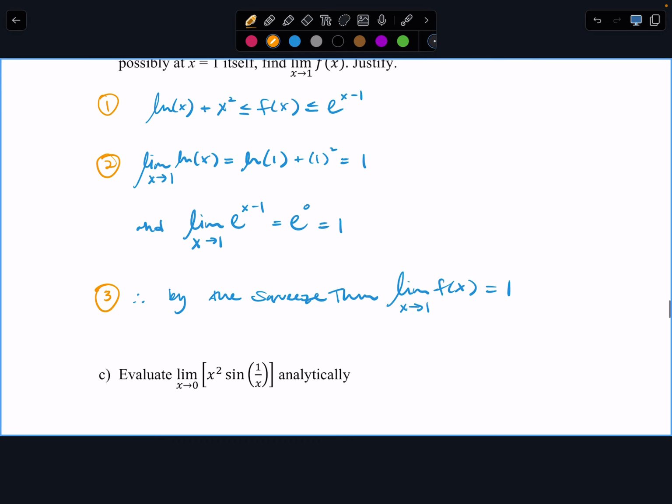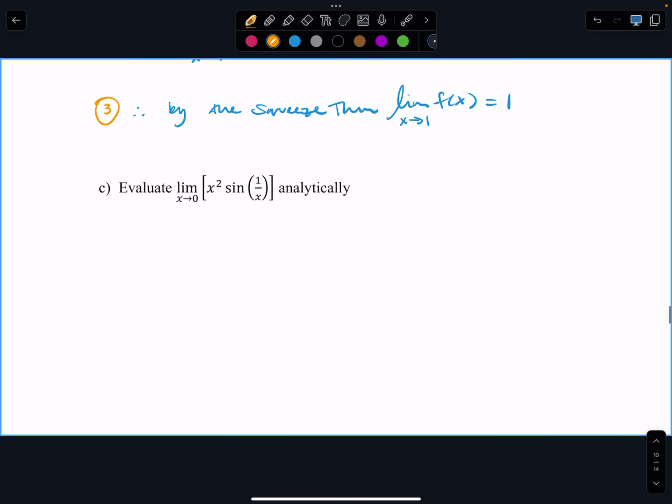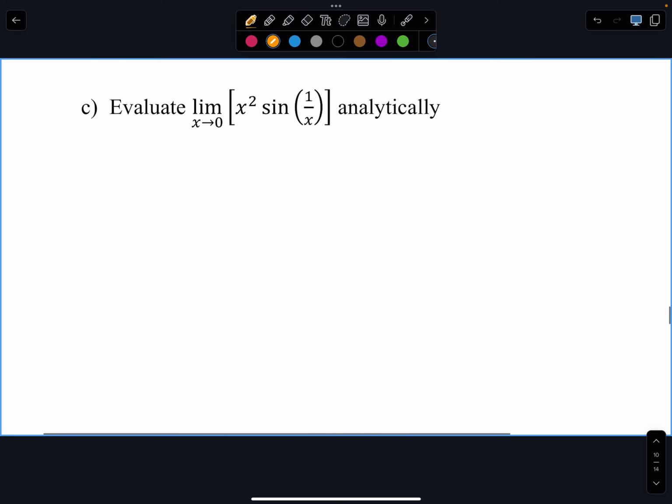It's 1. The limit's 1. Wait, why was it 1? Miss Dorset, why was it 1? Talk to your group members for a sec. Why would they want the limits of the functions? You're going to use the squeeze theorem. I didn't know.